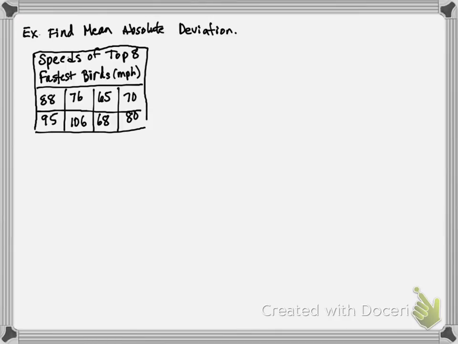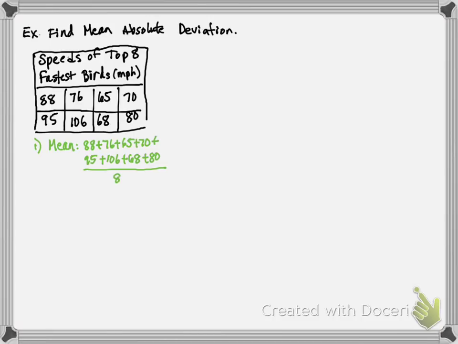I'm trying to get my colors here. So first, let's find the mean. We're going to take all of these numbers, 88 and 76 and 65 and 70 and 95 and 106 and 68 and 80, and we're going to add them all up. We're going to divide by 8.